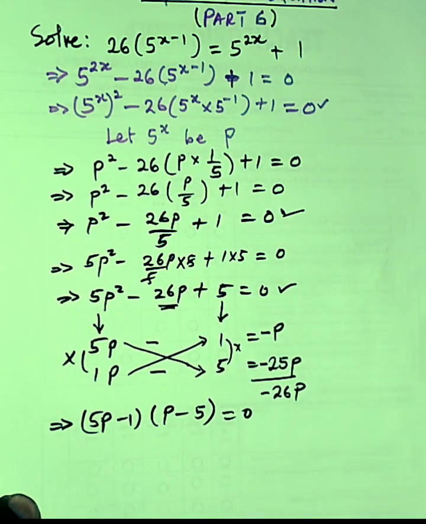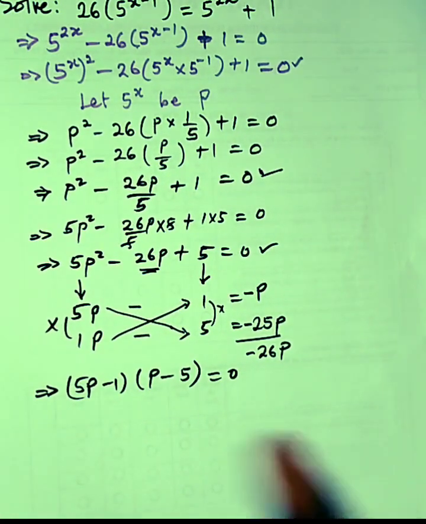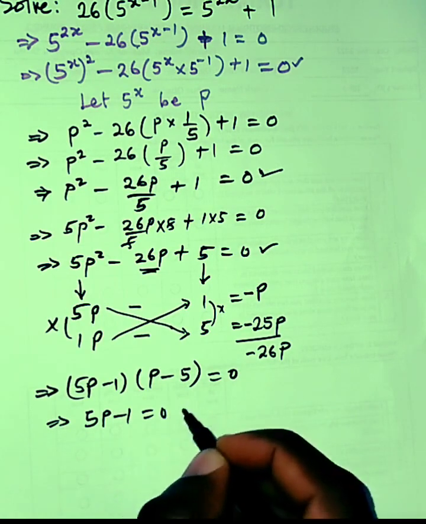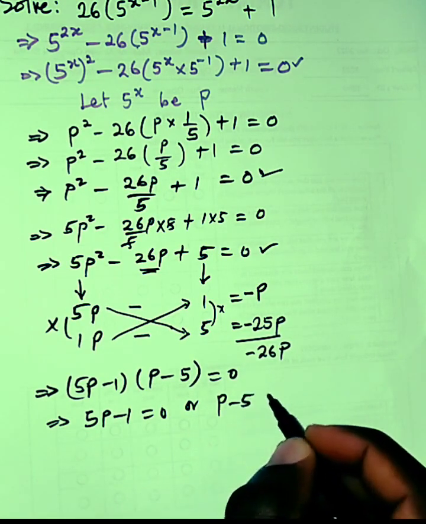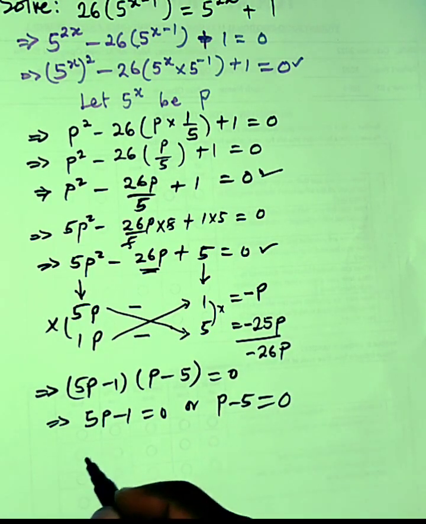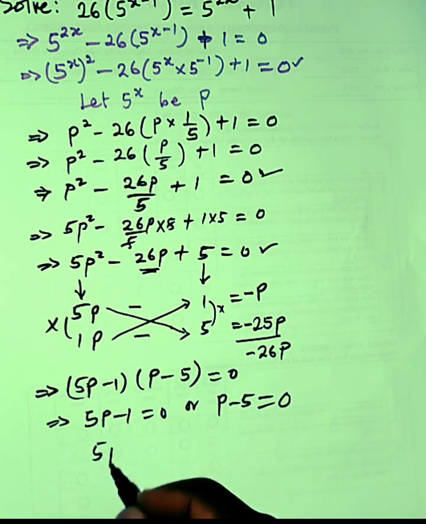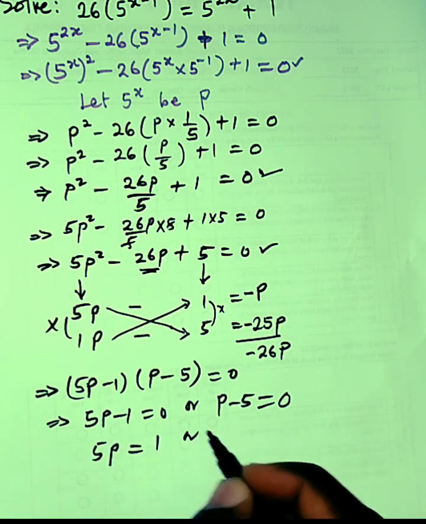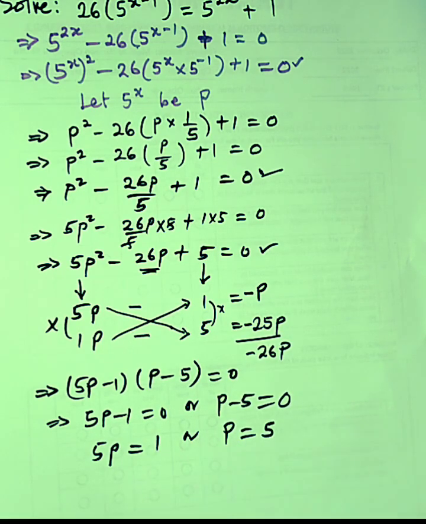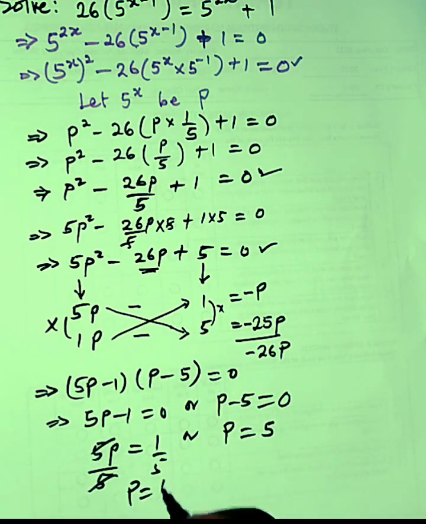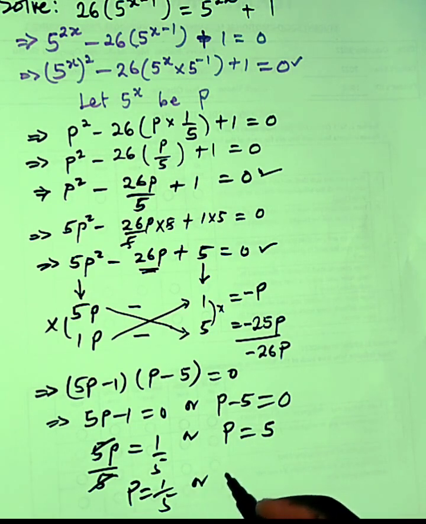So from here, what we are going to do is that 5p minus 1 equals 0, or p minus 5 equals 0. We send this minus 1 to the other side. We have 5p equals 1, or p equals 5. Don't forget that we can divide through by 5 here. So we have p equals 1 over 5, or 5.